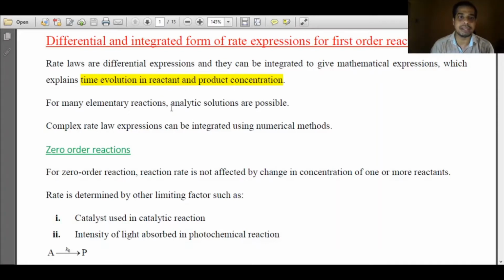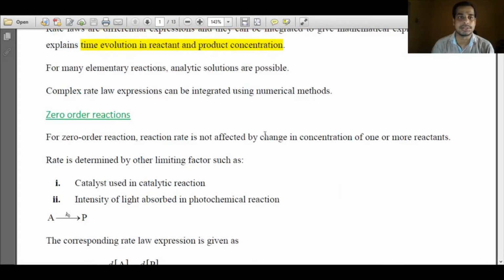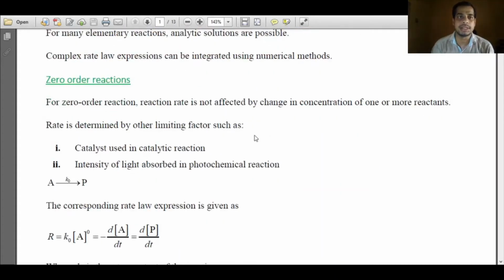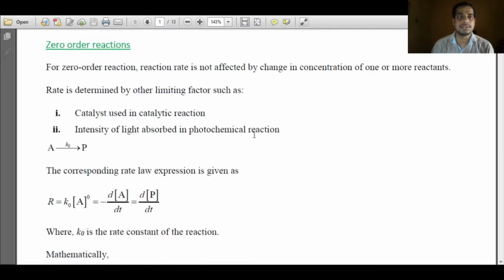For many elementary reactions, an analytical solution is possible, that is, we can evaluate the integrated form of rate expression. But when the reaction gets complex, an analytic solution is not possible for the integration. Rather, we have to take help of numerical methods. So we'll discuss only a few elementary reactions. We'll start with the zero order reaction.